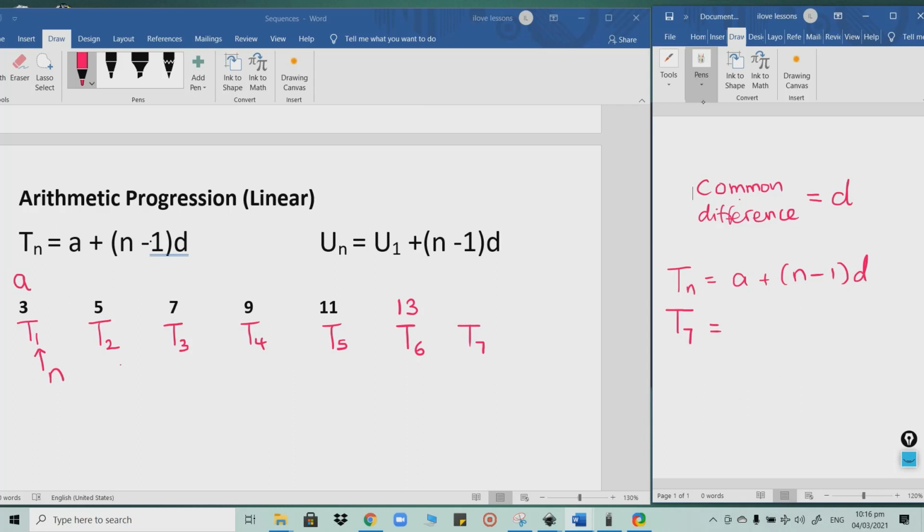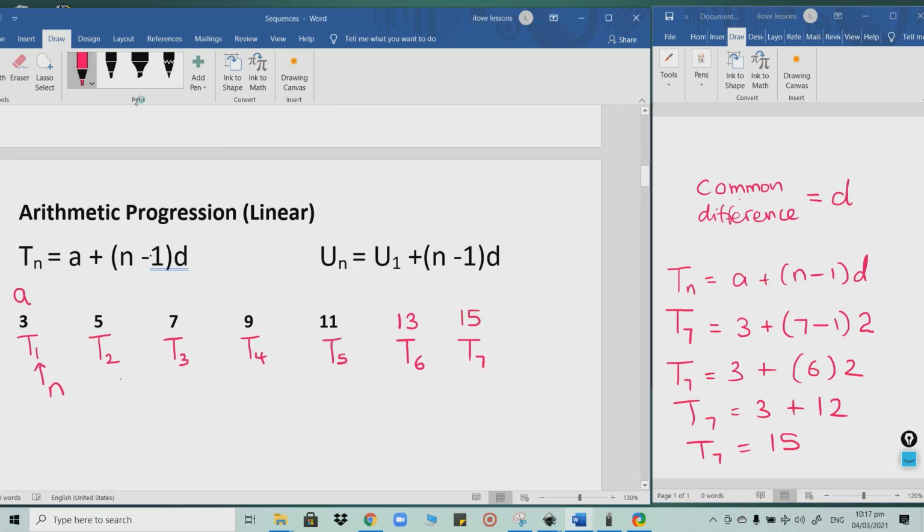According to the formula, we need a. How much is a? a is the first term in the sequence, so it's 3. Plus, n is 7, because we're trying to find the 7th term. So the formula says we have to minus 1, and we know the common difference is 2. The common difference is found by taking the number in front and minusing the number just before. And for it to be an arithmetic progression, every time you do that, you're supposed to keep getting the same answer over and over. So let's calculate T7. This is 3 plus 7 minus 1 is 6, and we have a 2. So T7 is 3 plus 6 times 2 is 12, and as predicted, this number will be 15. So my 7th term would be 15.